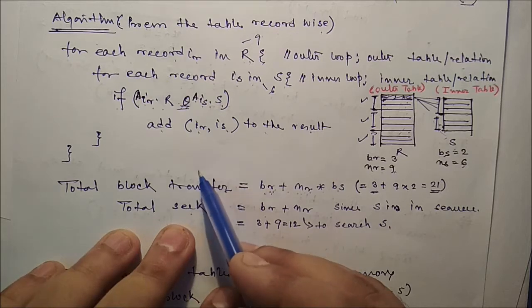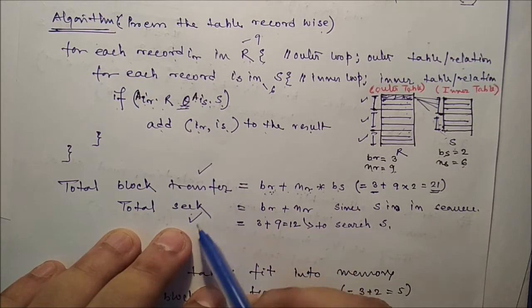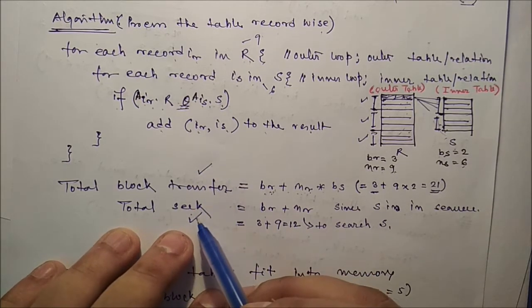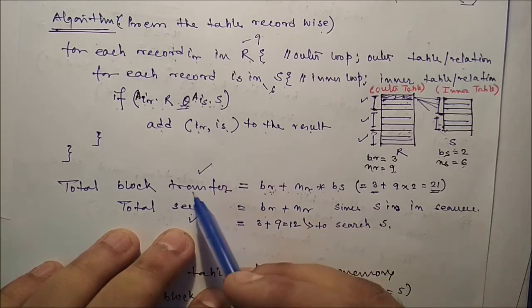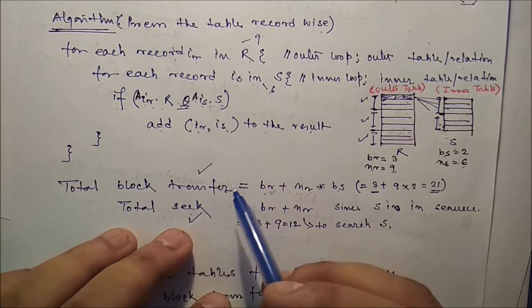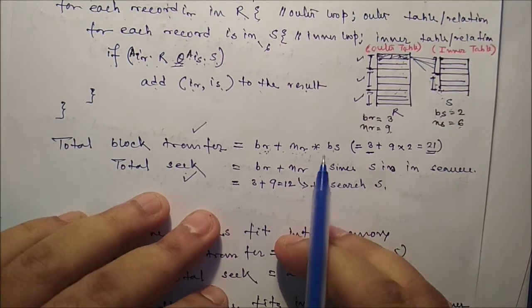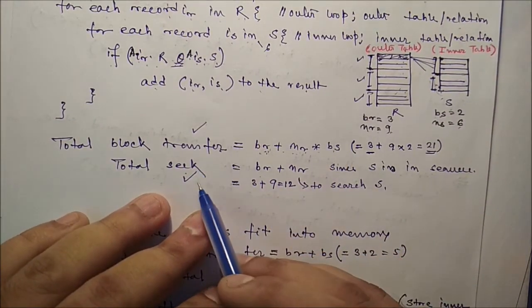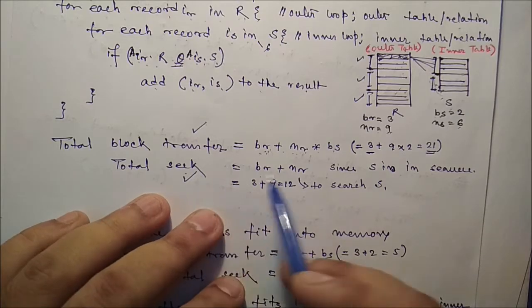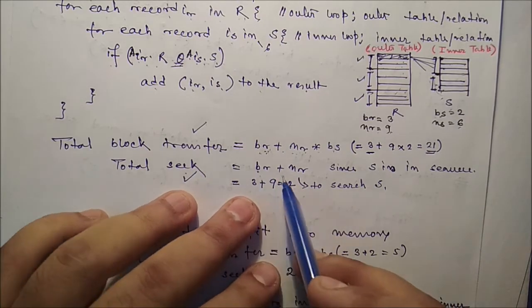So that's why block transfer and seek time are very important. Number of block transfers and number of seeks are important. If these two are more, that means the process is time complex and slow. So every time we calculate the block transfer as well as the total seeks. Now see the total seeks. It is BR plus NR.